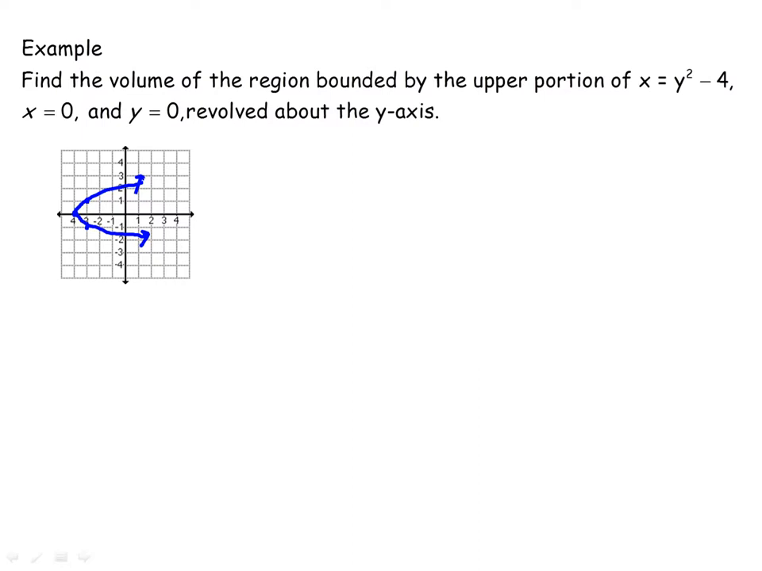And then you have x is equal to 0, that's going to be your y-axis. And y is equal to 0 is going to be your x-axis. Now, when you do this one, we don't want the bottom half. Can you tell me why? I've already talked about it tonight. Why do we only want that top half?